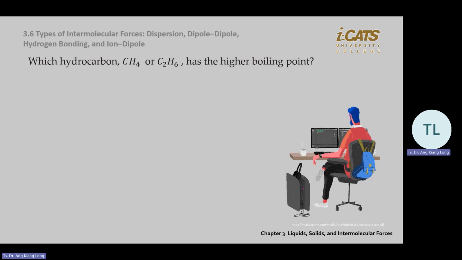Carbon is 12, hydrogen is 1, so 12 plus 4 is 16. C2H6 has two carbons, which is already 24. So from here, by mental calculation, you know that C2H6 has the higher boiling point. The argument is based on molar mass.